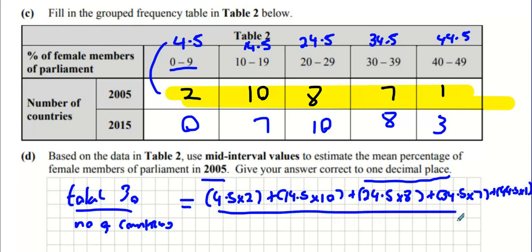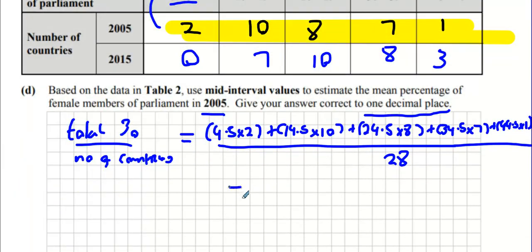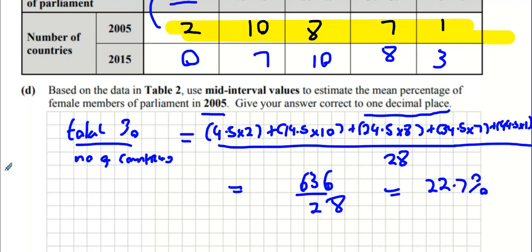Then divide all that by the total number of countries, which is 28. Just do the top in your calculator on its own, so you should get 636 divided by 28, we hope. Then put that into your calculator and you should get 22.7% to one decimal place. Okay, that's done on that one.